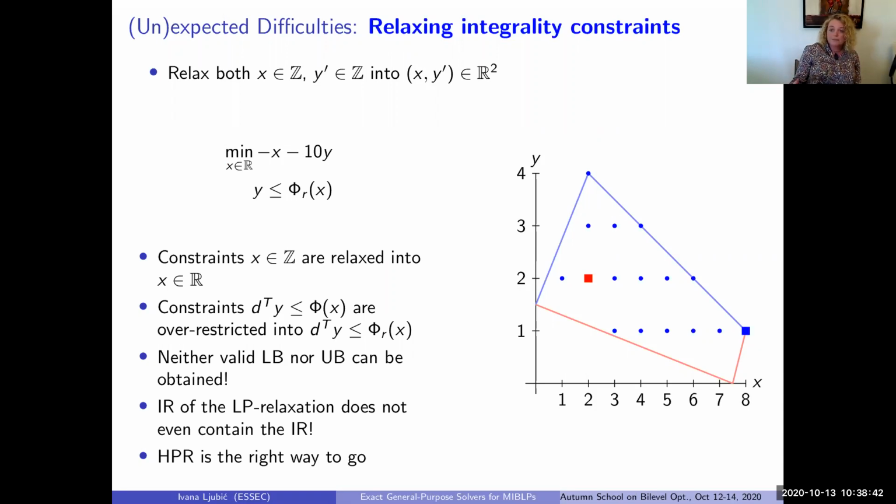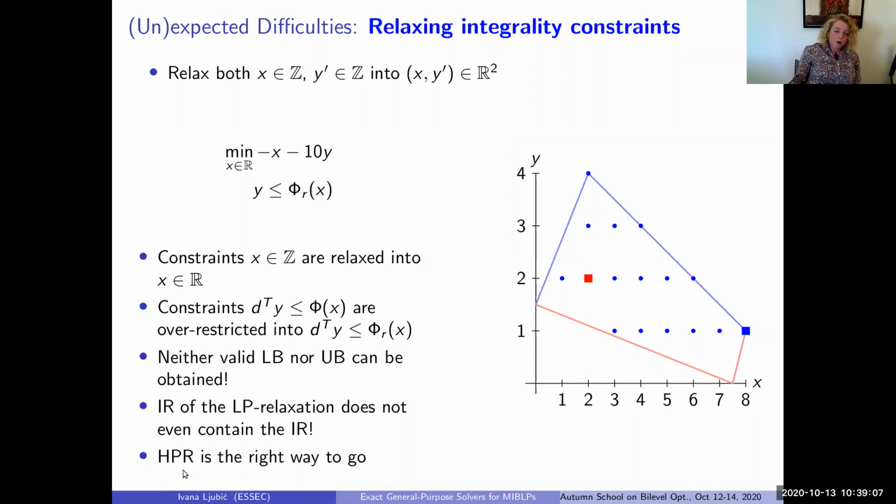And in theory, there is no guarantee that there will be any kind of relationship between the relaxed problem and the original one. In other words, this is not the right way to go if you want to derive a valid lower bounds for the problem. The right way to go is to work with the high point relaxation.